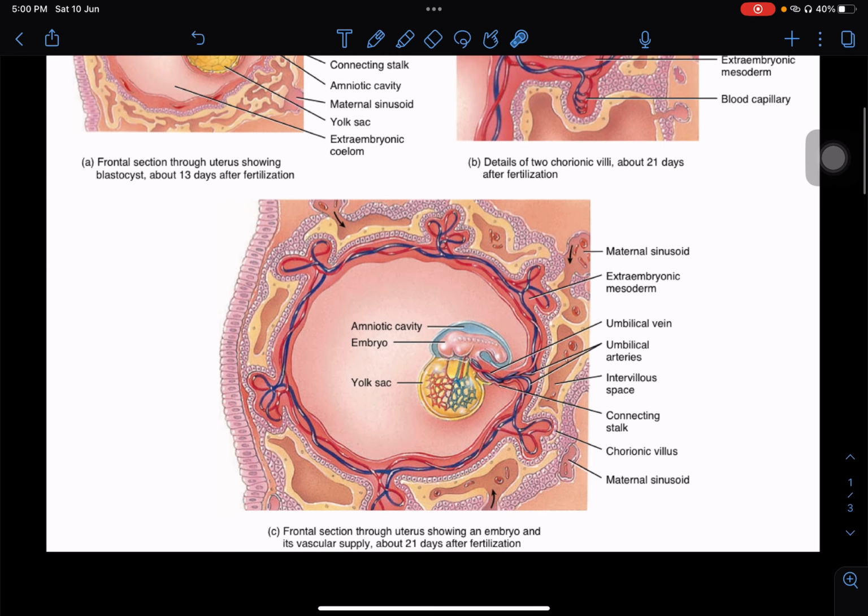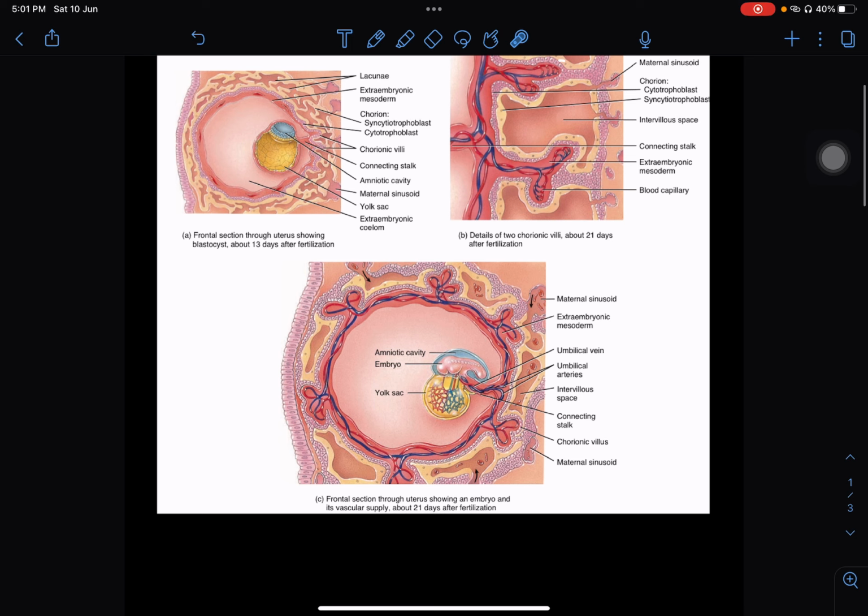Anyway, first the trophoblast cells will penetrate to become the chorionic villi, and then blood vessels will develop inside the chorionic villi, and then the blood vessels in the chorionic villi get connected with the embryo through the umbilical cord.